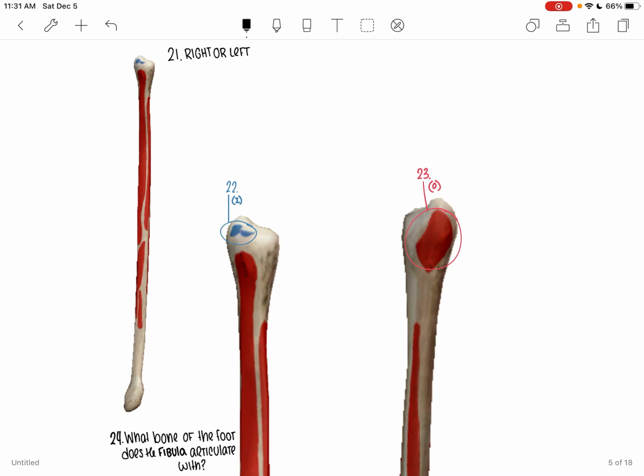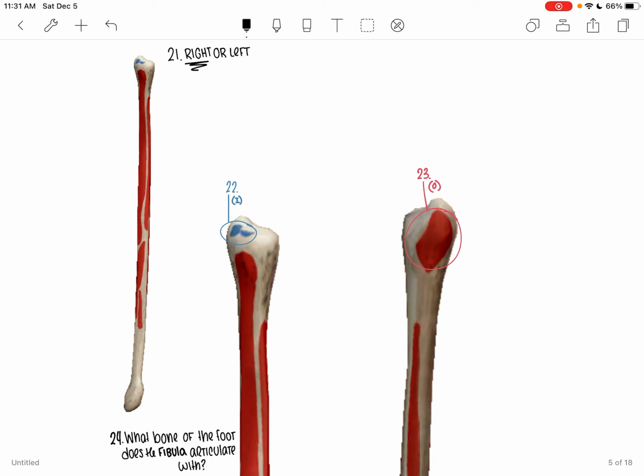All right, so number 21. Here we have the superior part, because we have the fibular head. At the bottom we have the distal or inferior part of the fibula, which is going to articulate with the foot. And we have that wing kind of pointing down and back, and we can figure out that this is a right fibula.